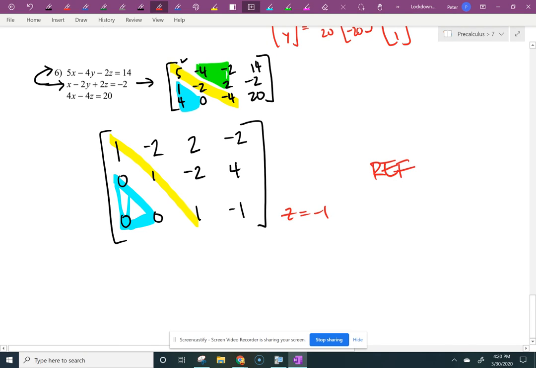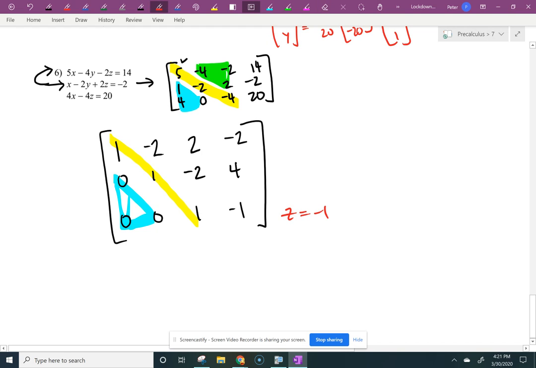Why? Because everyone says you could solve it. They're like, hey, look, you know that z is negative 1. You know y minus 2z is 4, and you know what z is. So you should be able to figure out y. And once you figure out y, you plug that back into the first equation. You know y, you know z. You should be able to figure out x. But we're going to keep going into reduced row echelon form.